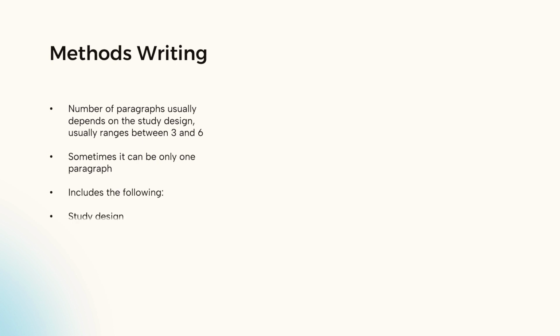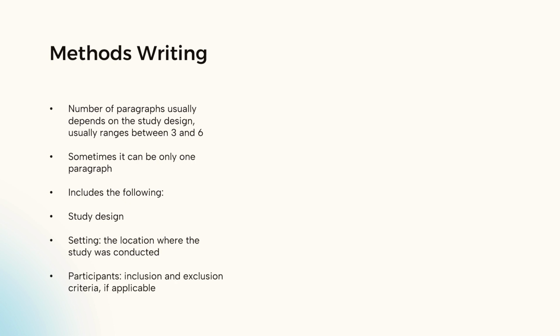It includes the following. You need to talk about the study design, so mention if it's cross-sectional, retrospective, prospective, etc. Also, you need to report the setting or the location where the study was conducted, and talk about the participants. So you want to mention the inclusion-exclusion criteria, if there was any exclusion criteria, and the variables collected. You don't want to talk about all of the variables, only the most relevant ones, because most of the variables, if not all of them, are going to be found in the tables or figures in the results section.